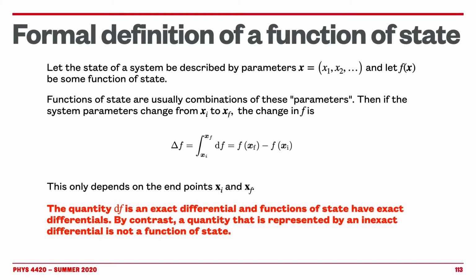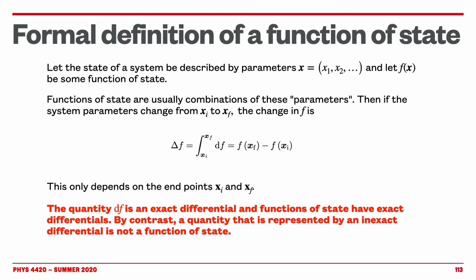So this exact differential is synonymous to a function of state. And that way we know that the variation in the value of the function of state only depends on the final and initial state. In other words, it does not depend on how we got from initial to final. Okay. On the other hand, if the quantity we're talking about is not an exact differential, then it's not a function of state. So why do we make such a big deal about this?